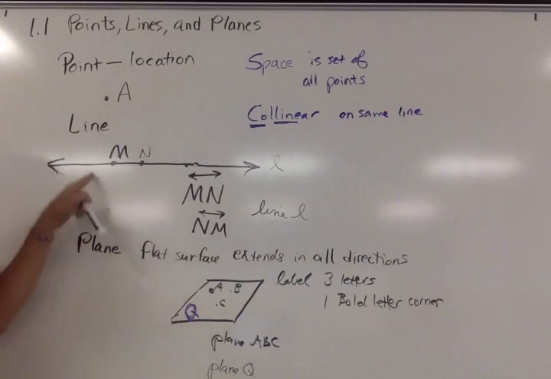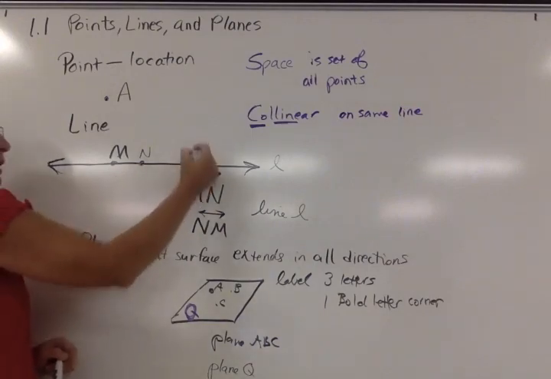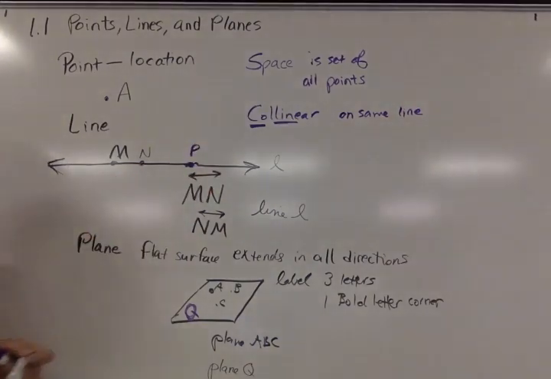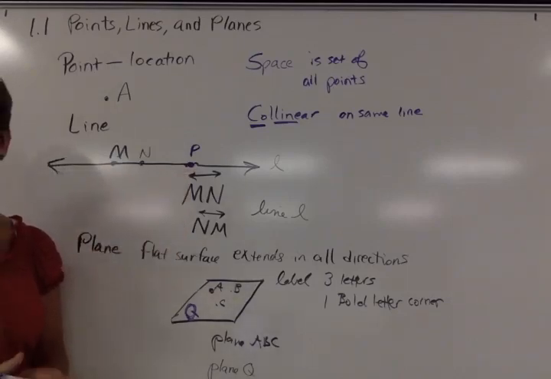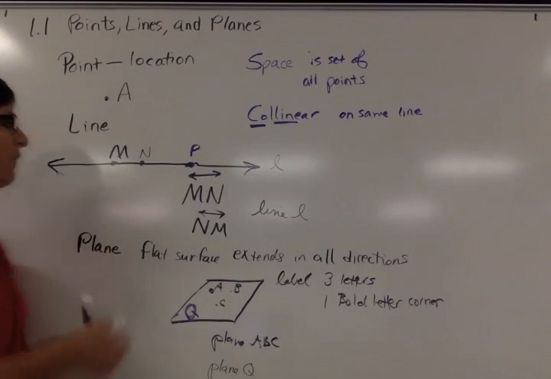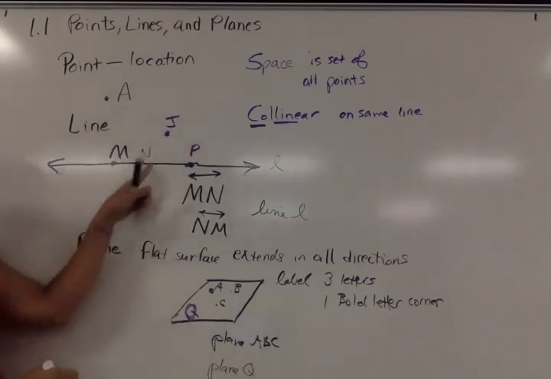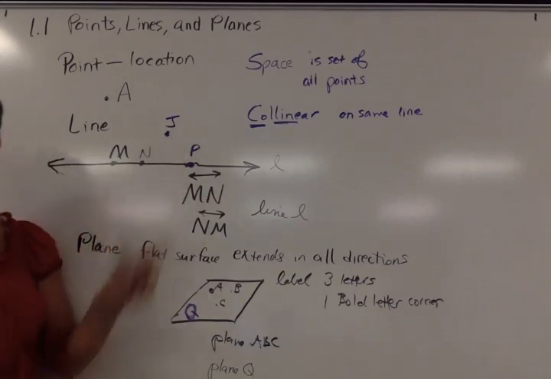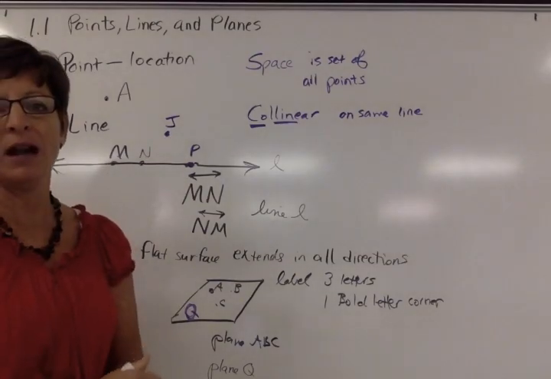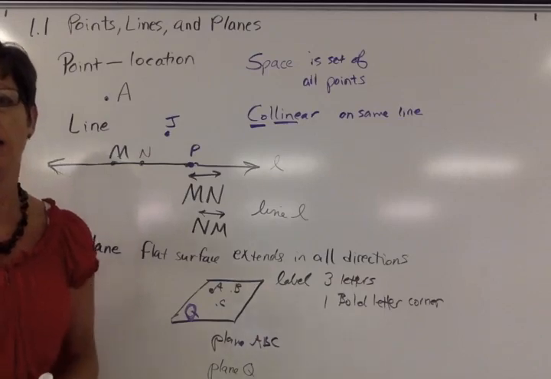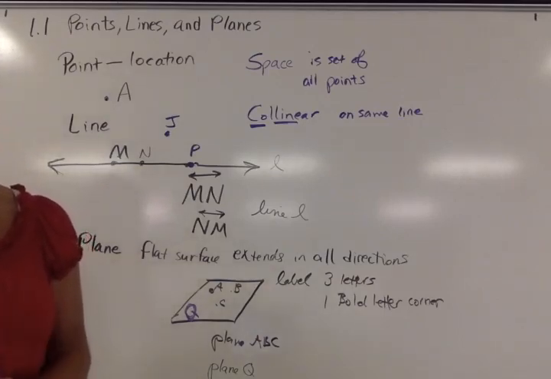So if I look at these 2 points here, M and N, and if I put another point, let's say P, I could say M, N, and P here are collinear. They are on the same line. Now if I would put a J up here, M, N, and J are non-collinear. They are not on the same line. So that would be a term that we can look at there.